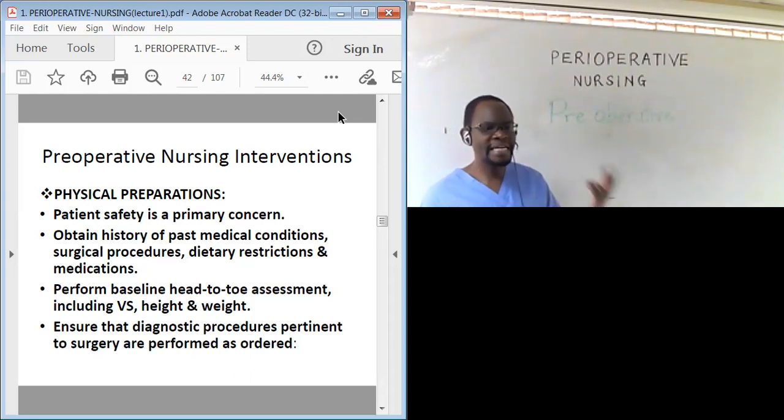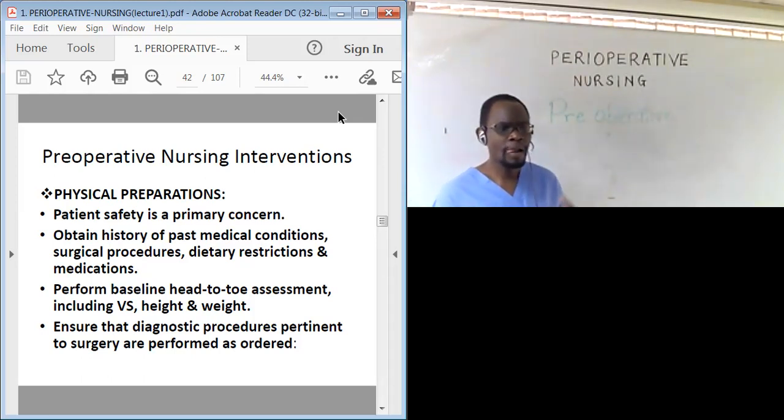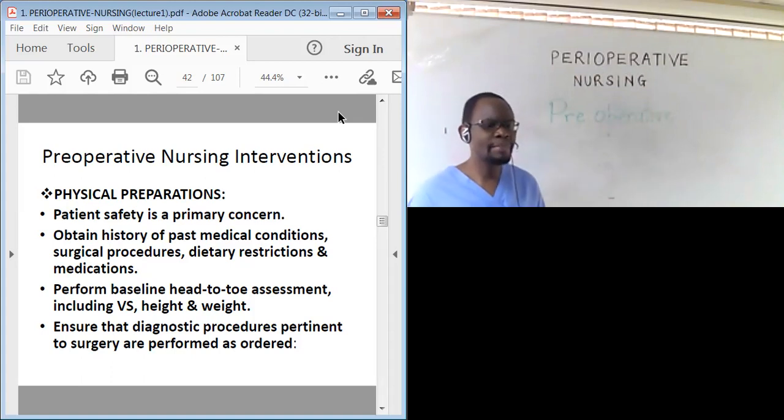Obtain history of past medical conditions, surgical procedures, dietary restrictions, and any medication this patient is on. Remember, we said assessment. And in assessment, of course, this is where you do history taking. So you do all that. Obtain a baseline head-to-toe assessment, including vital signs, height, and weight of this patient. And then also ensure that diagnostic procedures pertinent to the surgery have been performed as ordered.